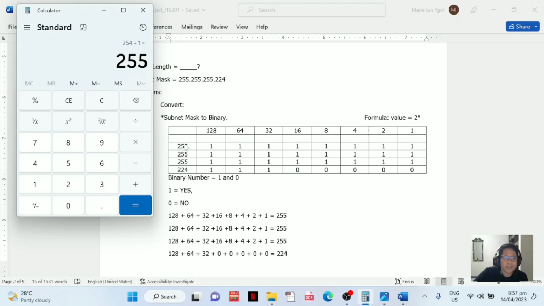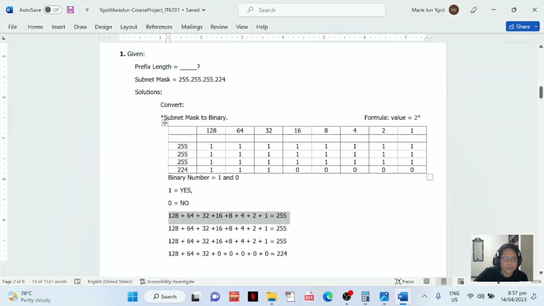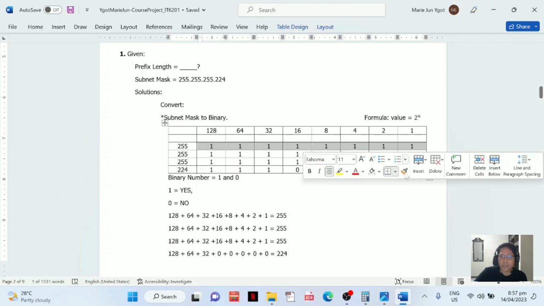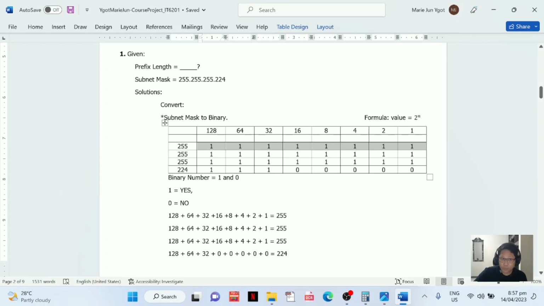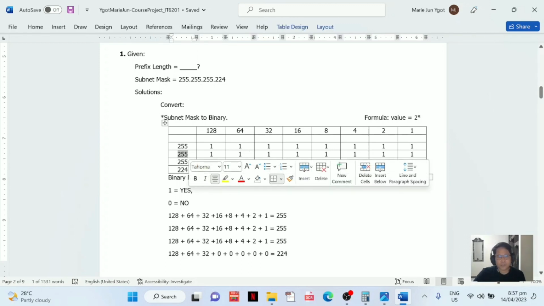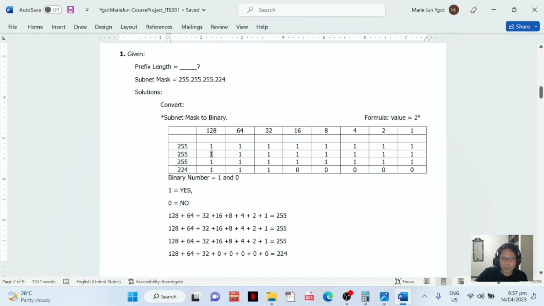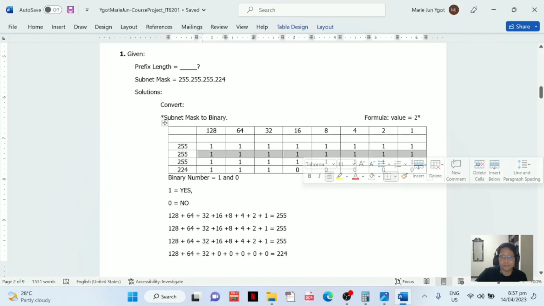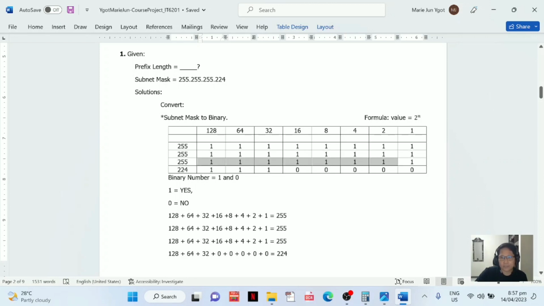So meaning in the first octet here, its binary form is 1 1 1 1 1 1 1 1. So we have 8 ones. Okay, so let's move on to the next octet. This one here. Since it's the same number, we just copy all the ones here. Same thing with the third octet: 1 1 1 1 1 1 1 1.